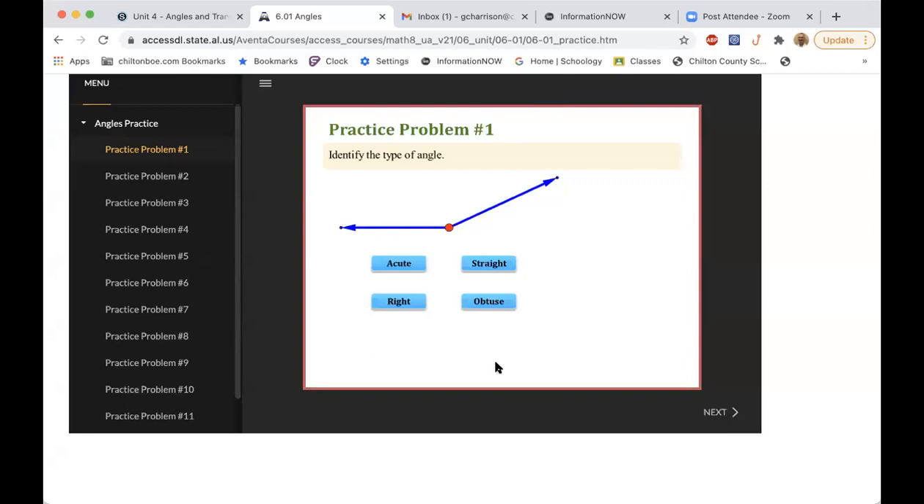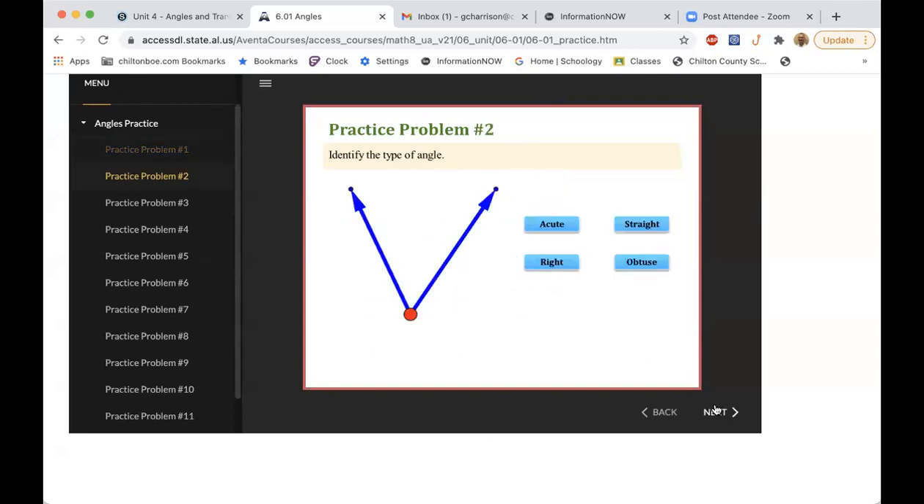Let's go through these practice problems really quick. You don't even have to write these down. Just think in your head what the answer is. That angle is bigger than 90 and smaller than 180. That makes it obtuse.